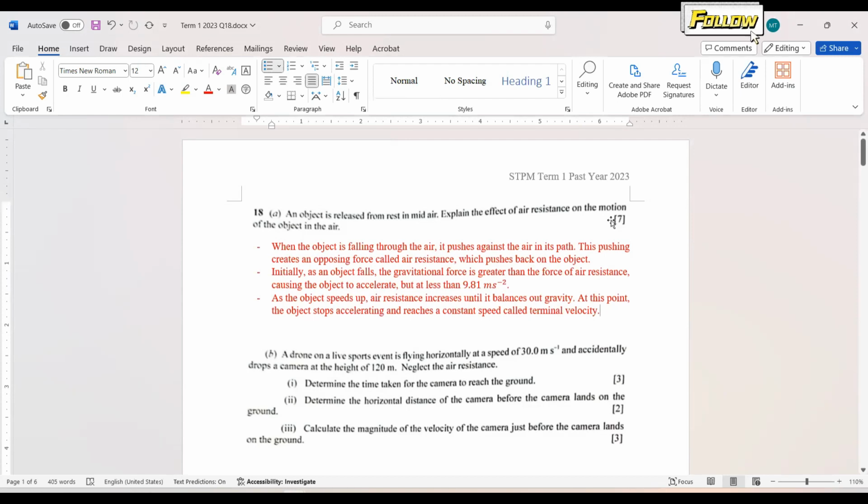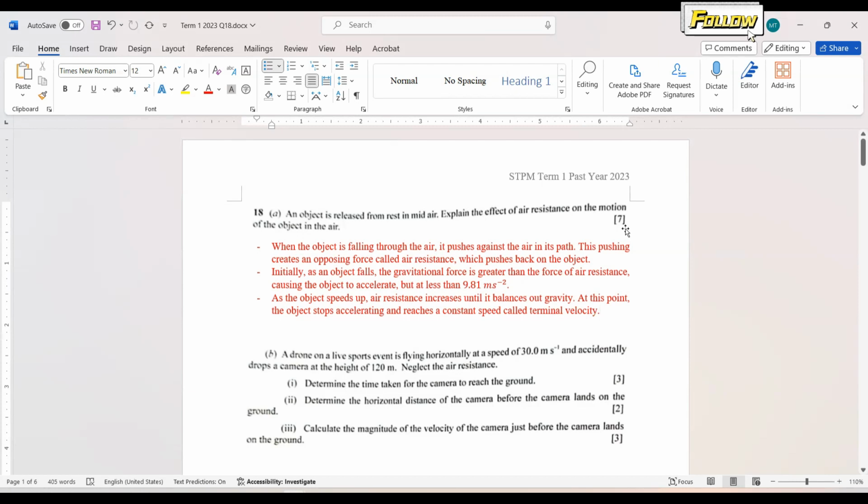Good day. We discuss the past year of STPM Term 1 in 2023, question 18, which is about the kinematics of the object. An object is released from rest in mid-air. Explain the effect of air resistance on the motion of the object. This question gives you 7 marks, so you need to give as much information as you can.